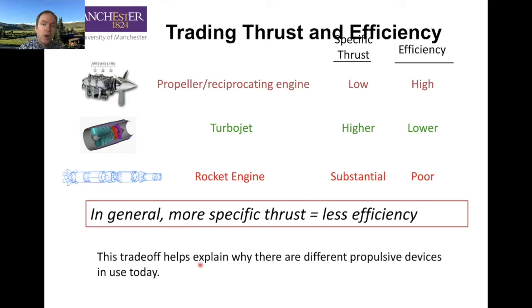The lower our specific thrust, the higher our efficiency. So rockets have huge specific thrust but very poor efficiency, while propellers and reciprocating engines may have very low specific thrust but quite high efficiency. We're going to discuss a lot more of this in video 4, but just keep this in mind as we go through the next several slides.